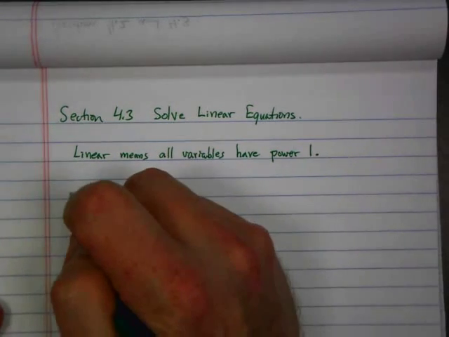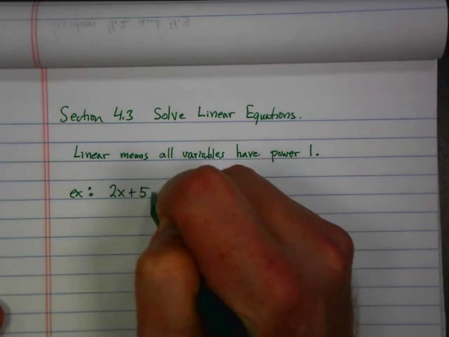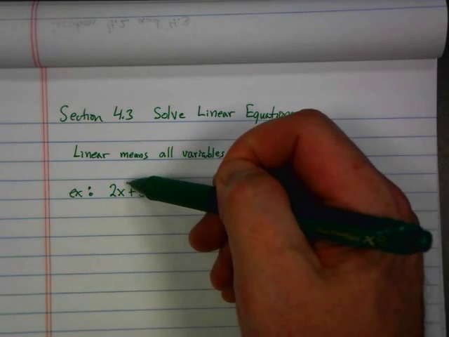Example: 2x + 5 = 9. We would say that is a linear equation. Why is that a linear equation? There's only one variable, and what's the power on that variable? It's a 1.